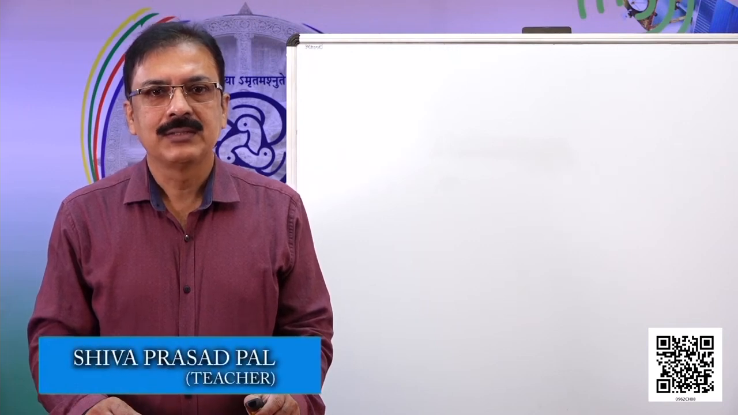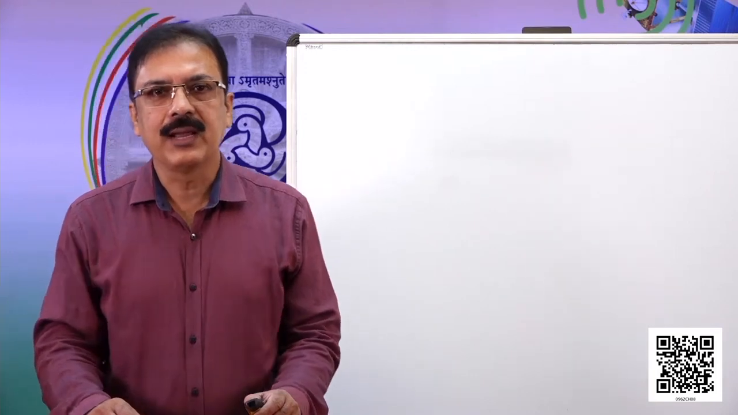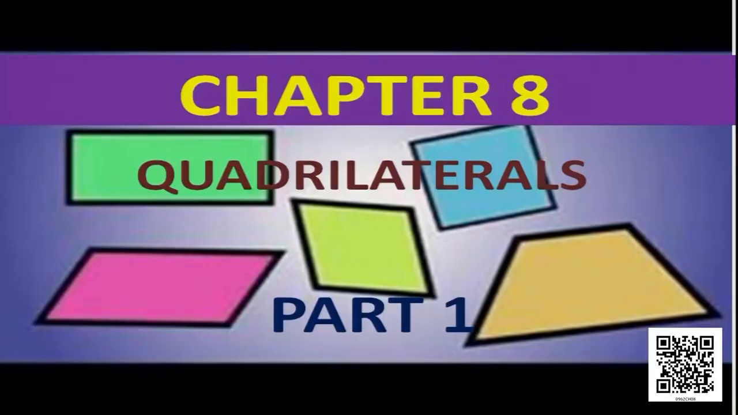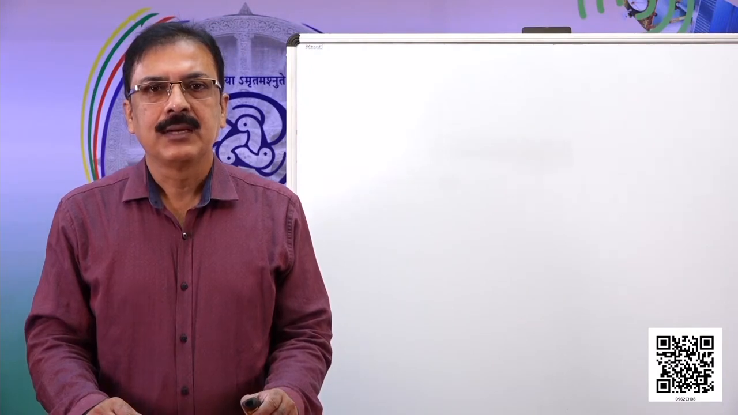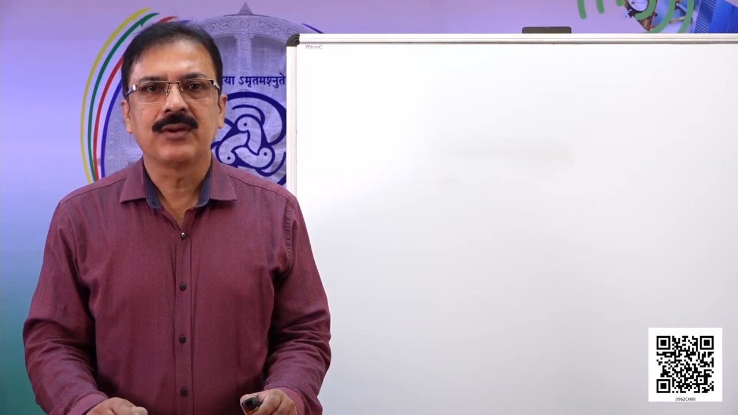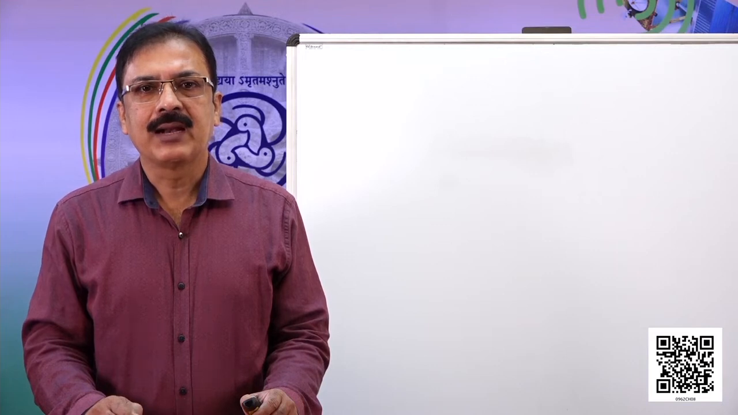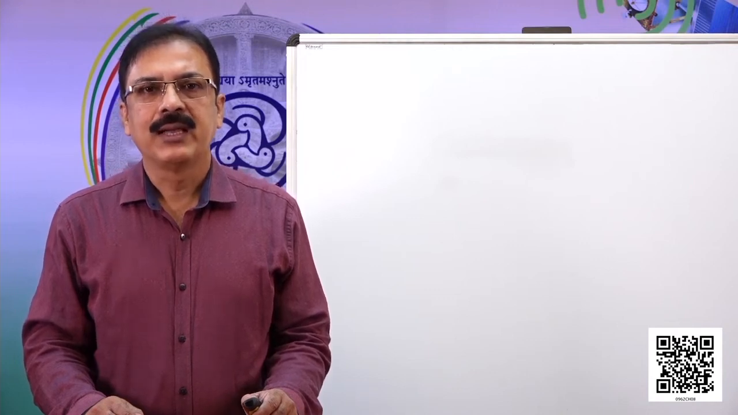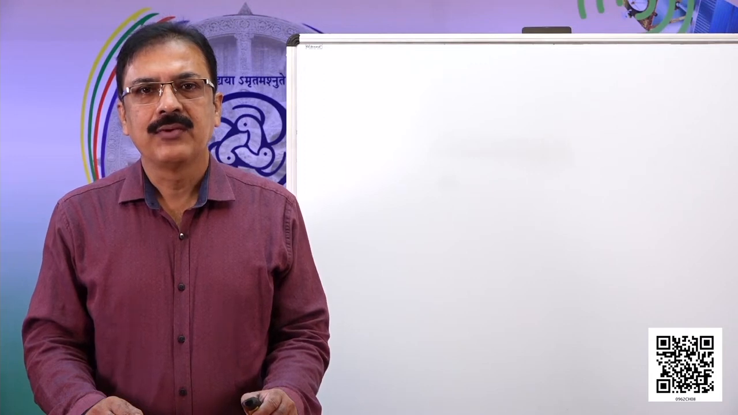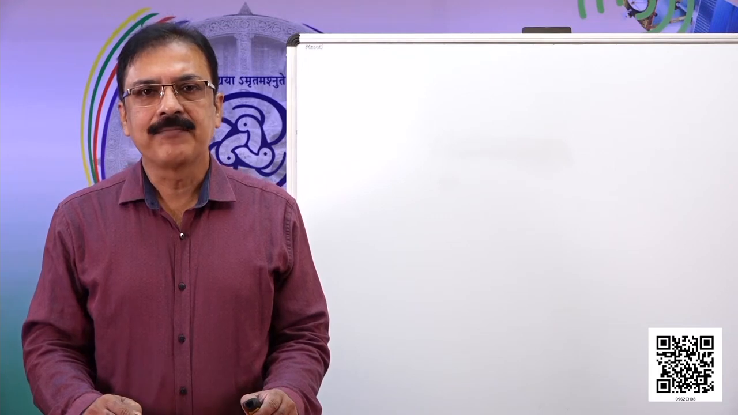Dear students, today we are going to discuss from class 9 mathematics book chapter 8 about quadrilaterals, part 1. Dear students, you must come across various objects in your day-to-day life, out of which we can get most number of objects which have a quadrilateral shape, mostly rectangular shape. Today we are going to discuss about that, quadrilaterals.